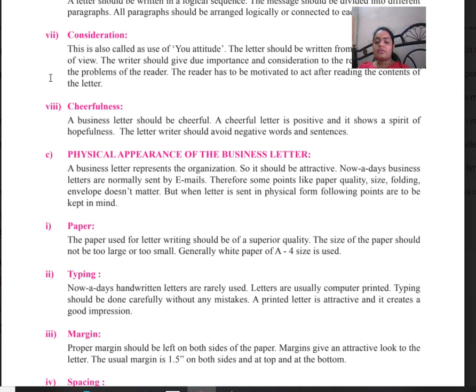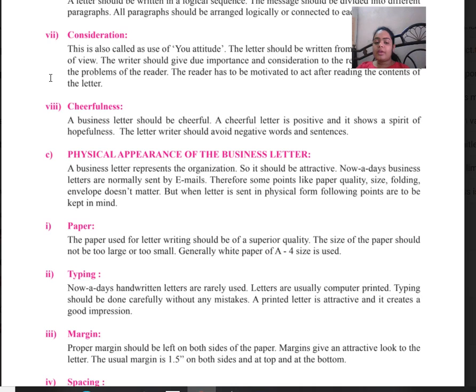Physical appearance of the letter. A business letter represents the organization, so it should be attractive. Nowadays, business letters are normally sent by emails. Therefore, some points like paper quality, size, folding, and envelope don't matter. But when a letter is sent in physical form, the following points are to be kept in mind. So, remember, physical appearance of the letter is also very important. Though nowadays we send letters through emails, in earlier times, and many companies still, send physical, that is paper written letters also.